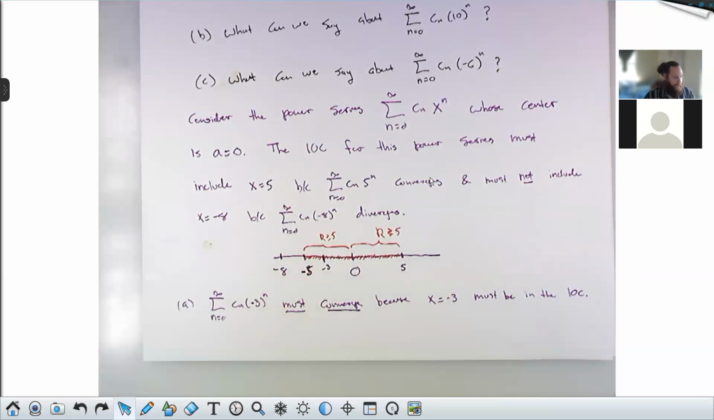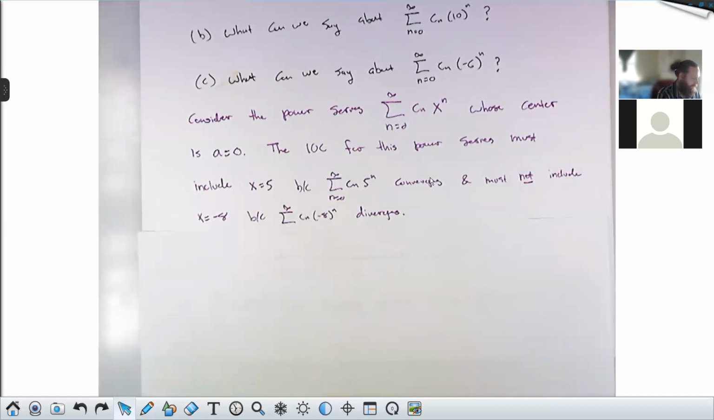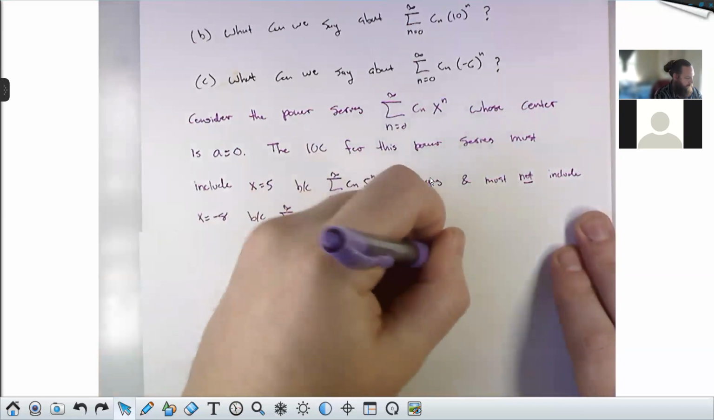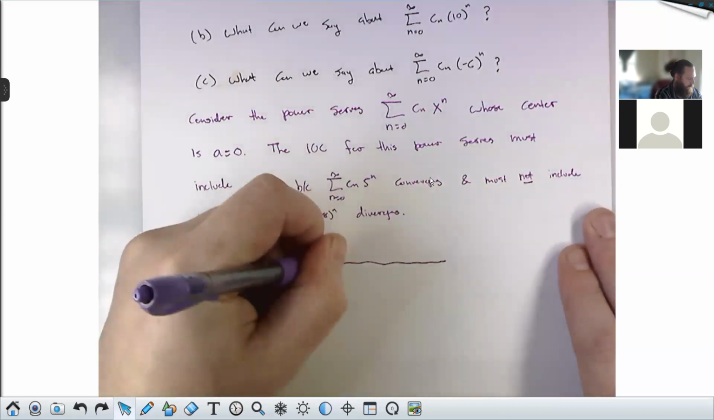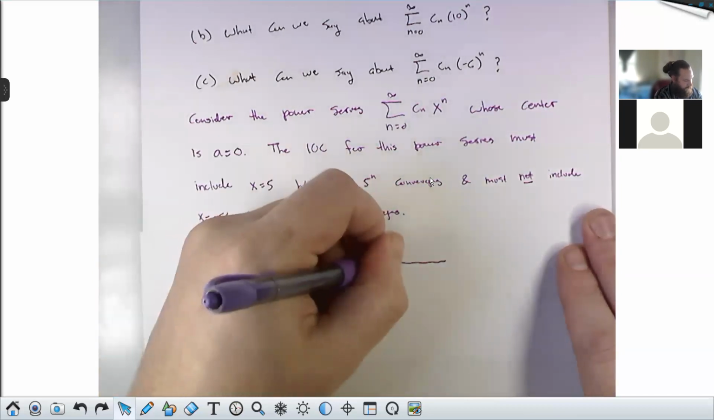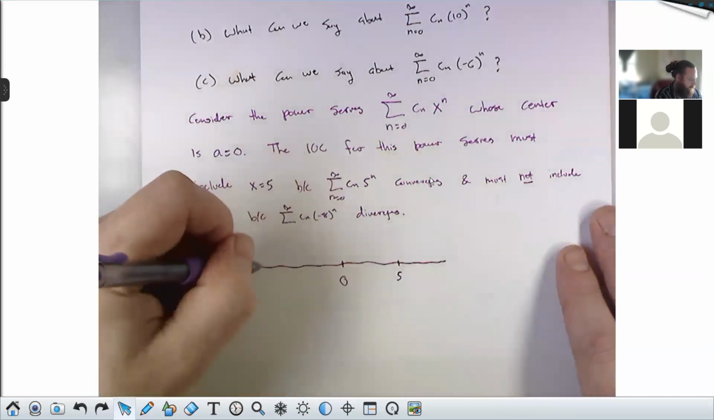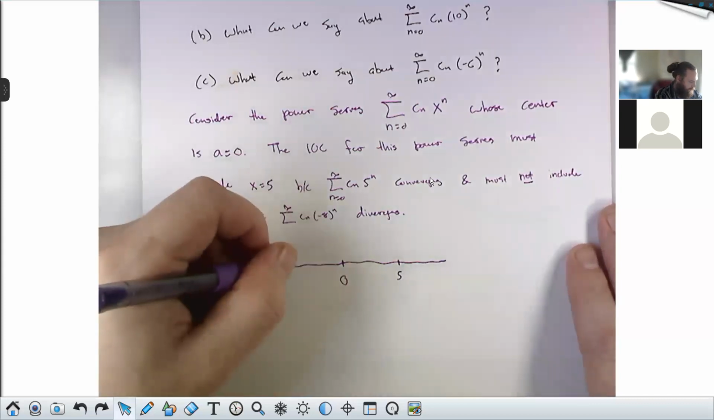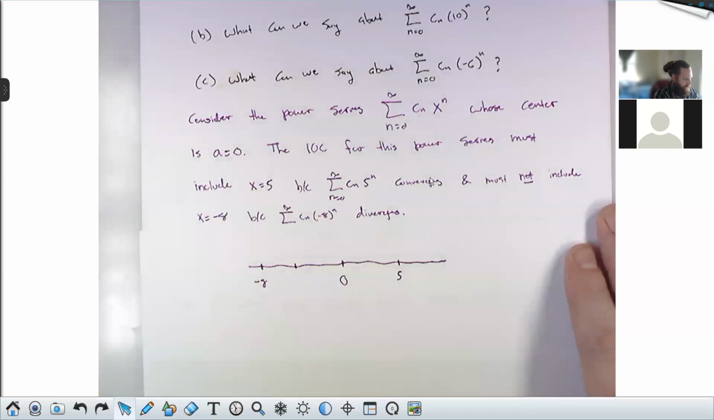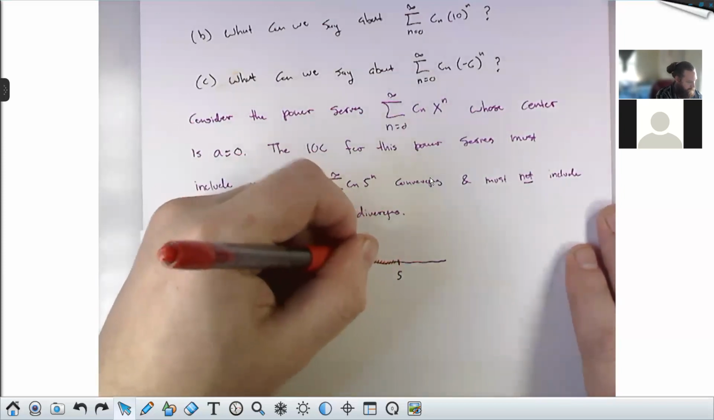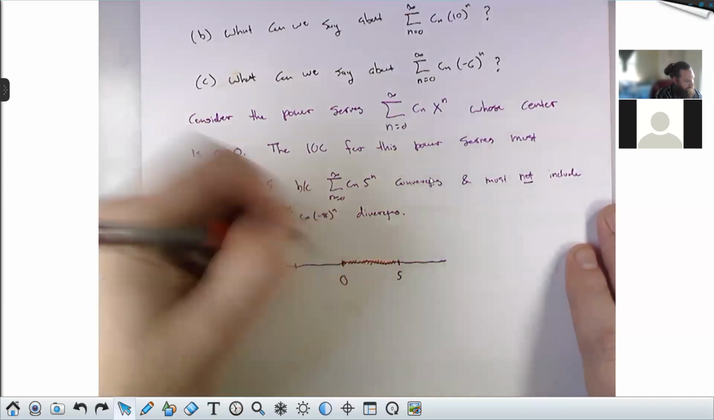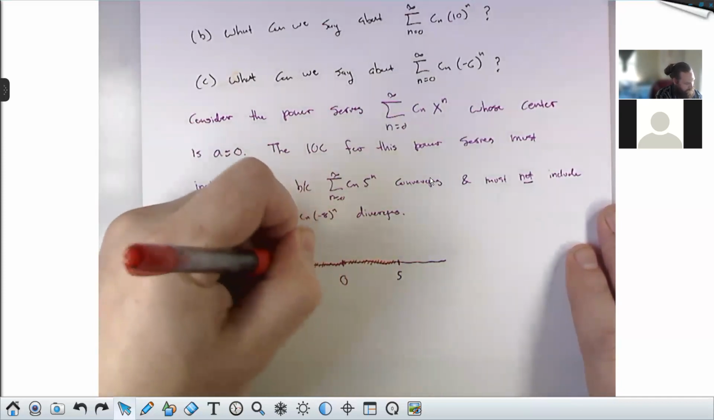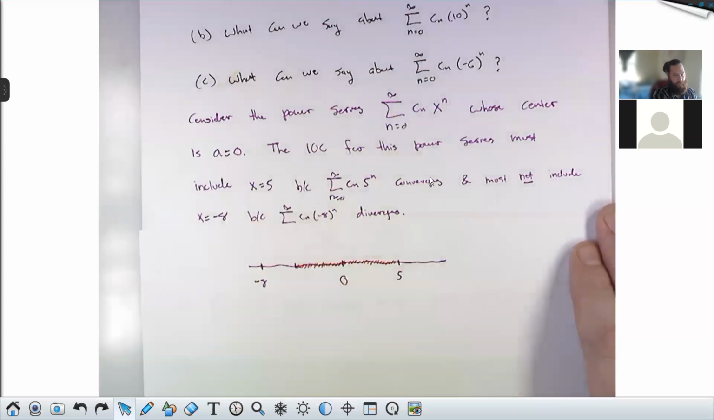Let's take a look at part B. I'm going to redraw the IOC. 0 here, 5 here, -8 here. I know that my IOC has to go at least from -5 to 5. I know 5 is included. I'm not sure if -5 is included or not. Worst case scenario would be that -5 is not included.